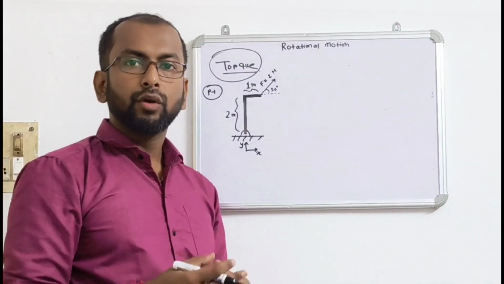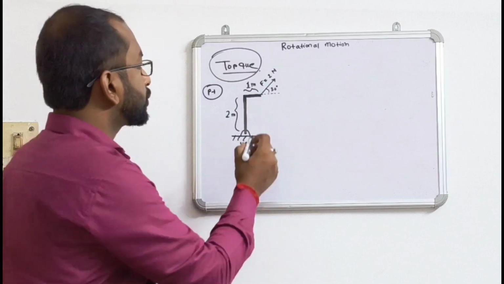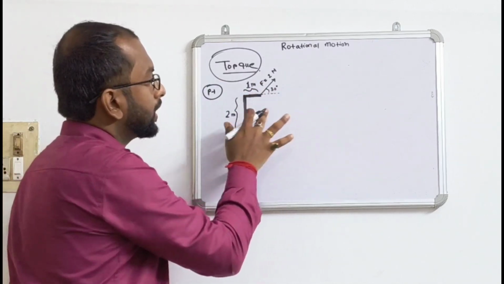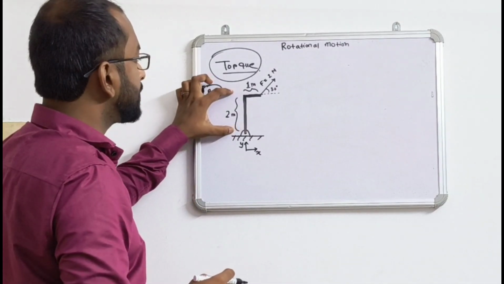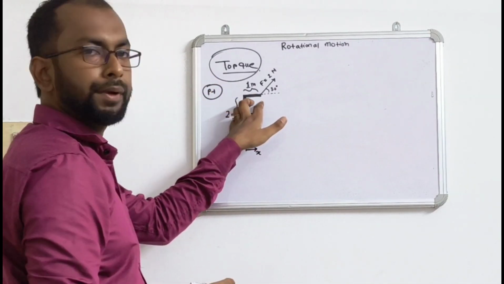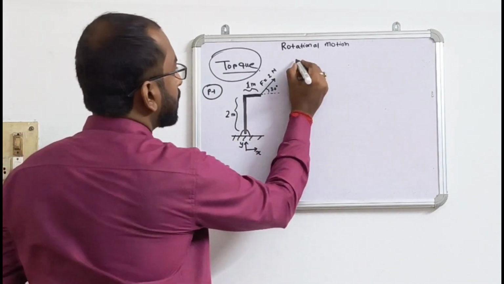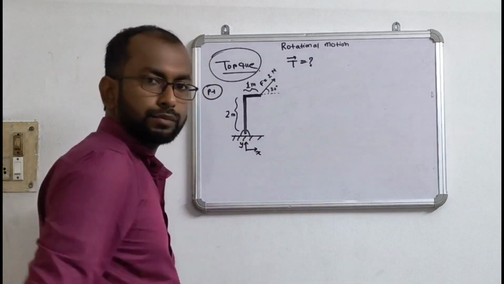Now let us discuss one problem of the torque. Now see, this is an L-shaped body and a force of 2 Newton is applied at this point at an angle of 30 degree with the horizontal. And the dimension of this is 2 meter and the dimension of this part is 1 meter. And x and y axis are given like this. Now you have to find out what is the amount of the torque. Torque is how much? You have to find out.